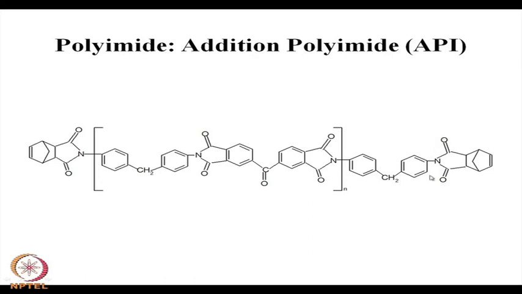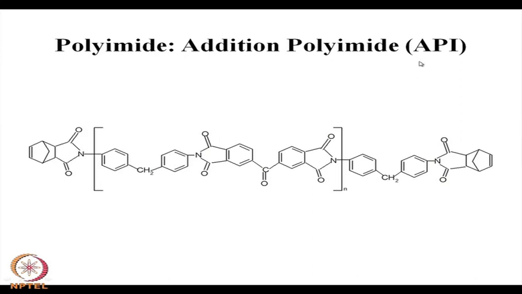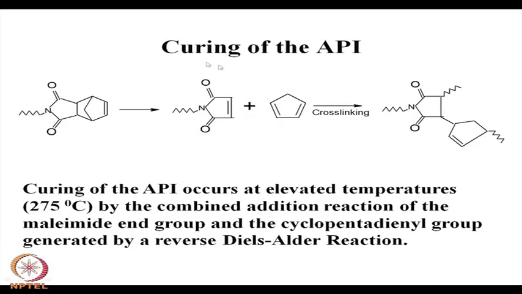You see the end groups are reactive groups, that is actually formed from the bismaleimide moiety. Having this double bond over here, this system becomes reactive. Look into this here. This addition polyamide is a reactive system, and that is curable or cross linkable. So, that cross linking or curing of that addition polyamide occurs via this reaction. This curing of the addition polyamide occurs at elevated temperature, say around 275 degrees Celsius, by the combined addition reaction of the maleimide end group.